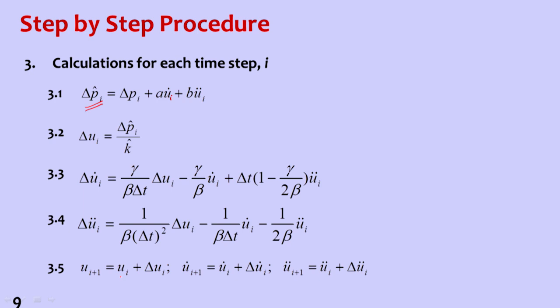So we want to find the displacement. Displacement u1 is equal to displacement at 0 plus delta u at 0. Similarly, velocity at 1 is equal to velocity at 0 plus delta velocity at 0, and acceleration at 1 is equal to acceleration at 0 plus delta acceleration at 0. So that's how we get it. From the current displacement and the increment in displacement, we get the next step displacement. From the current velocity and its increment, we get the next step velocity. From the current acceleration and its increment, we get the acceleration of the next step. That's how we populate the table.